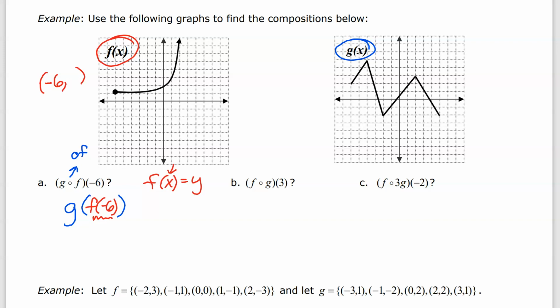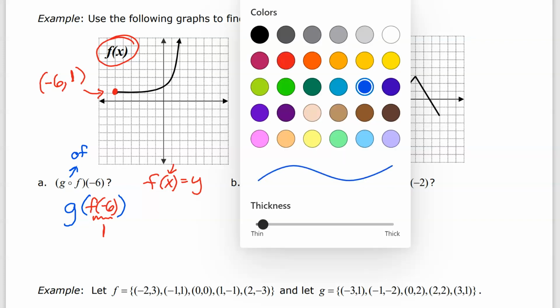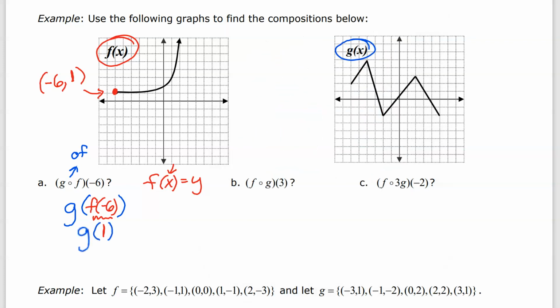So if I look at negative 6, I count 1, 2, 3, 4, 5, 6. That's this solid point right here, so we can include that value. And that is going to end up being negative 6, positive 1. So if I simplify, remember f of x equals y. If we simplify f of negative 6, that's just going to give us 1. So now we need to find g of 1. So we're not going to be looking at the f of x function. We're going to be looking at the g of x graph.